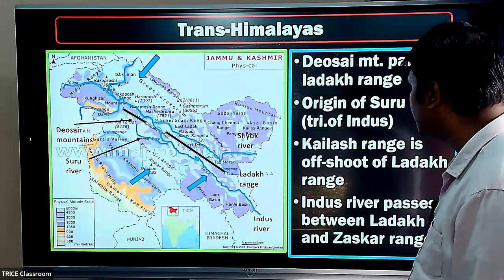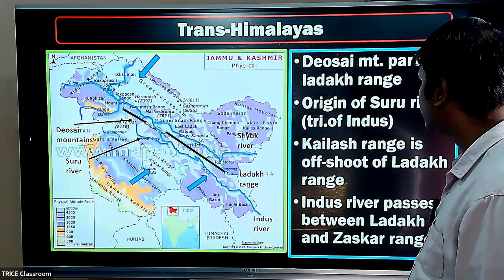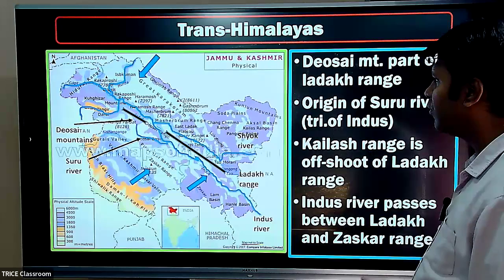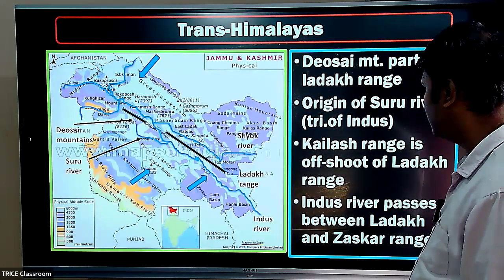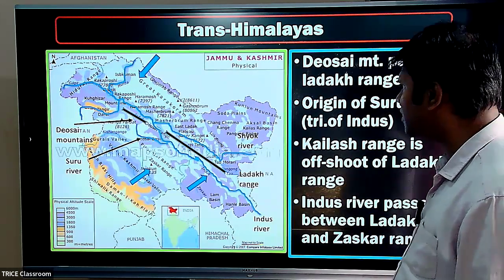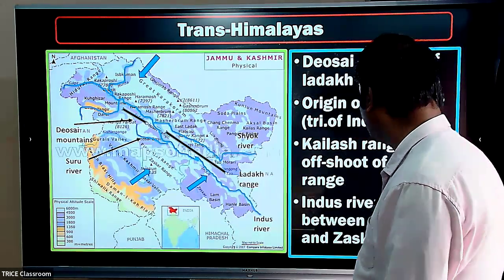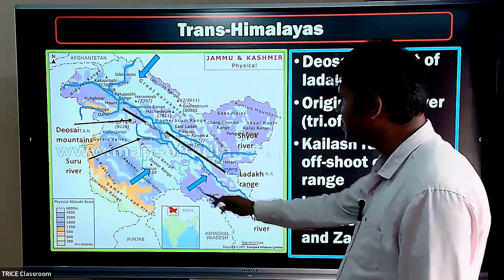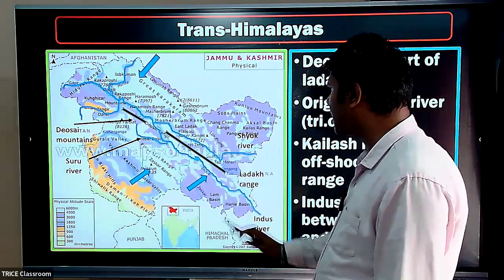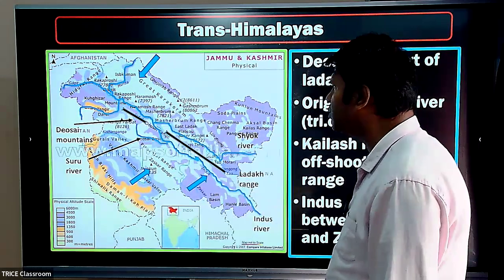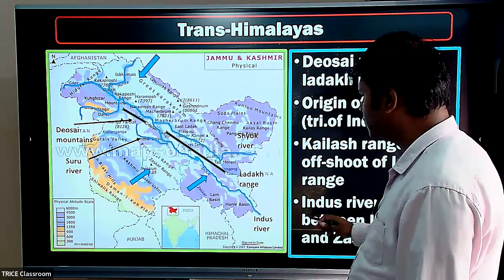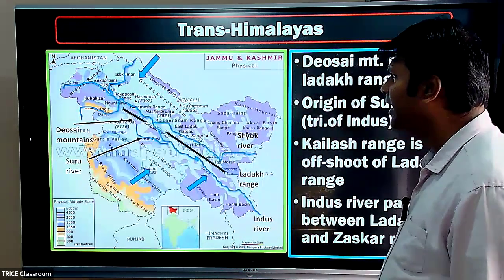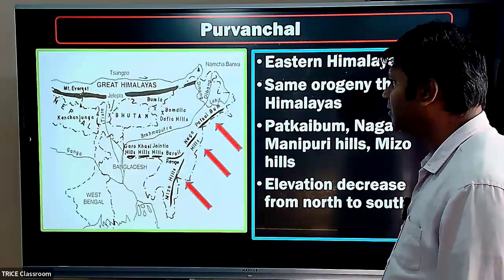So here you have the Shok River, which is a right bank tributary, and the Suru River, which is a left bank tributary of the Indus, and an obsequent tributary because it is flowing in the opposite direction of the main river. Then you have the Kailas range, located in this Ladakh range, right? Then you have the Indus River, which is passing through the Ladakh and Zanskar ranges. This is the Zanskar range, Pir Panjal range. This is the Ladakh range. So between these two mountains, the Indus River flows. Indus flows like this, goes like this, and then it enters Kashmir near the Gilgit region.